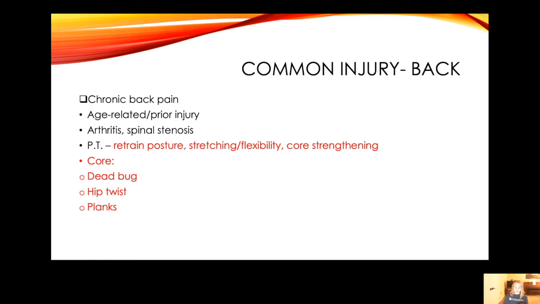Some things that you can do to help this are to retrain your posture, like sitting up straighter when you're sitting in a chair, no slouching, doing some stretching and flexibility exercises, and lots of core strengthening exercises such as planks. These things are preventative measures.